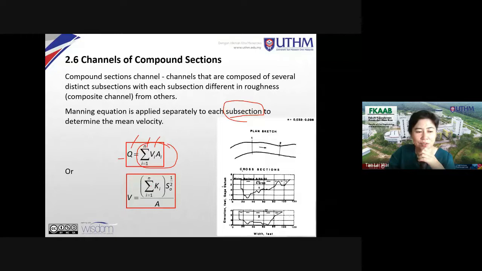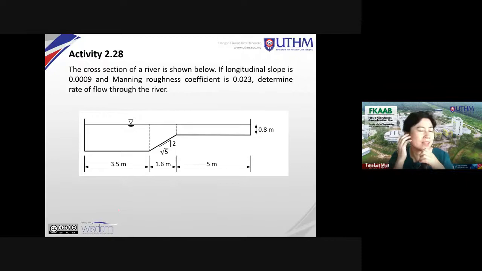Now this is just the rewrite. This K, I hope K would be Q over S naught to the power of half. You'll come back to velocity if you have it in this case. Either one. Okay, let's take a look at one example here.